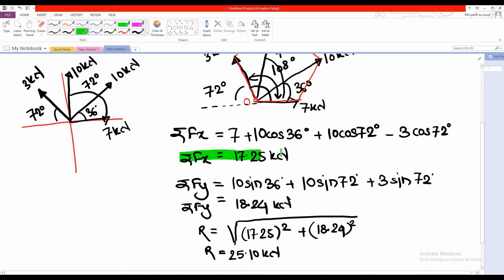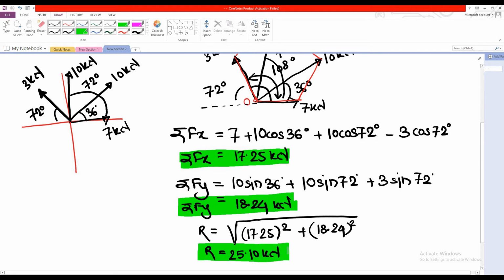We need Fx, we need Fy, then what is required? Magnitude of R. Now let's try to determine the inclination. Inclination theta is equal to tan inverse of how much? Summation Fy divided by summation Fx.